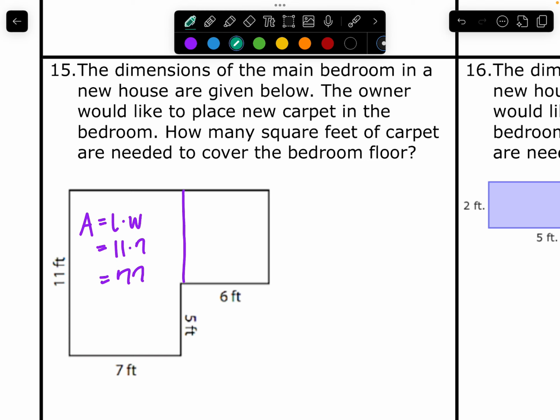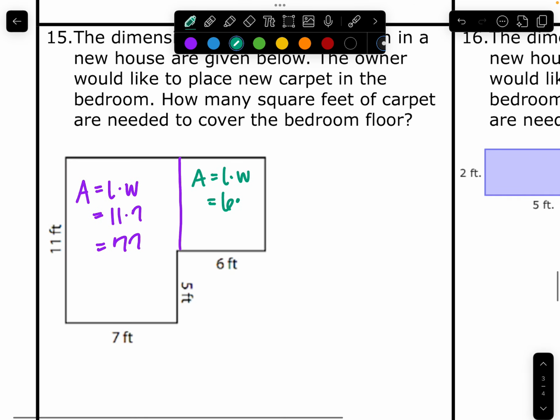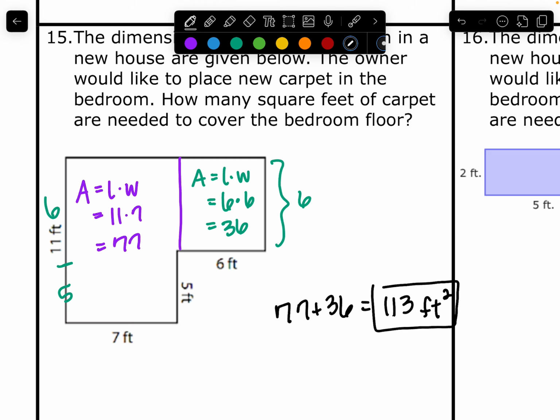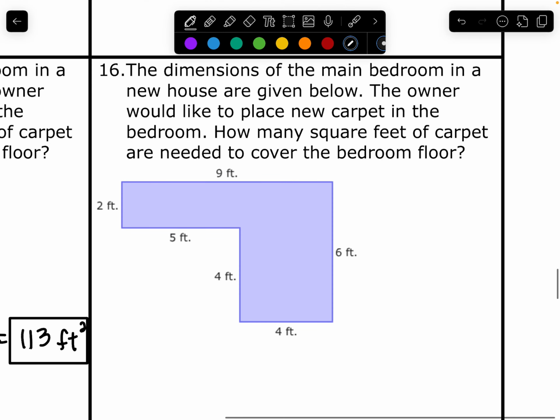The area of this one over here is going to be length times width because it's a rectangle. I don't know if it's a square or not yet. Let's see, we got 6 times... Okay, that's also 6 because this is 5 and this is 11, so that means the missing part must be 6. So it was a square, so 6 times 6 is 36. Then we're just going to add those two together. And we get 113. Go ahead and try number 16.